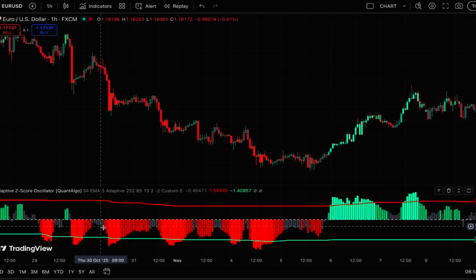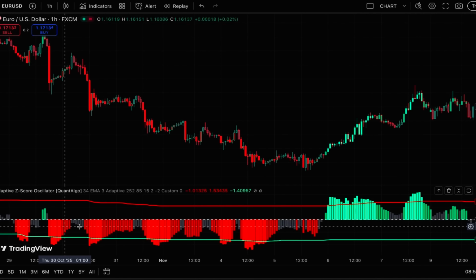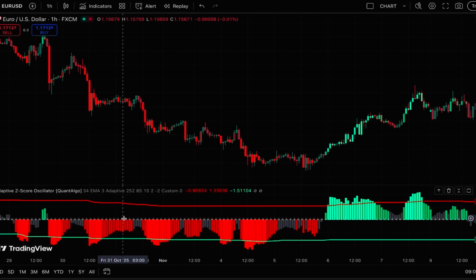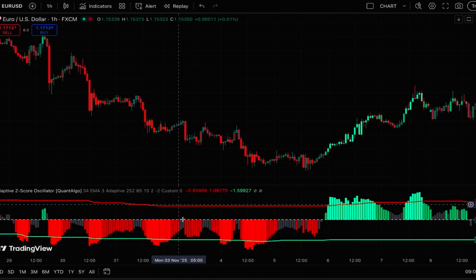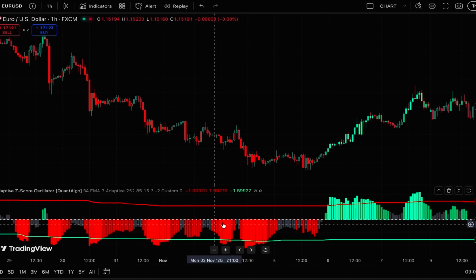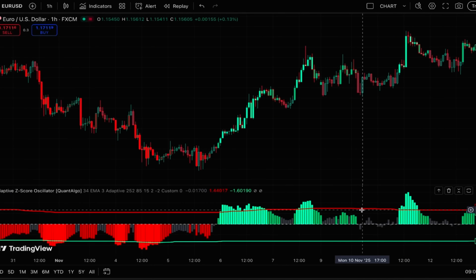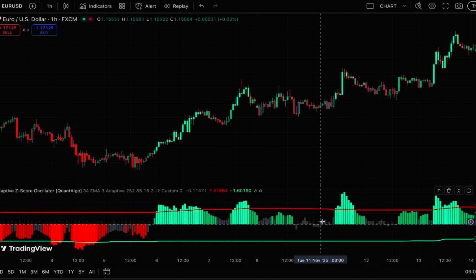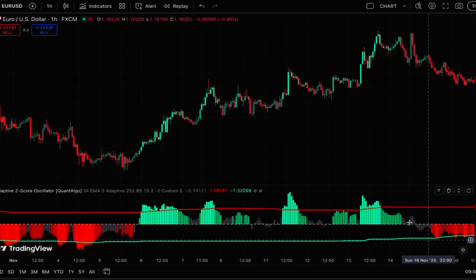For example, here you can see that while the histogram is below the center line and telling us that the market is trending down, you can see that in the pullbacks, the color of the histogram becomes gray, or during this uptrend, you can see that whenever there is a pullback, here the histogram is gray. Also, when a reversal is happening.